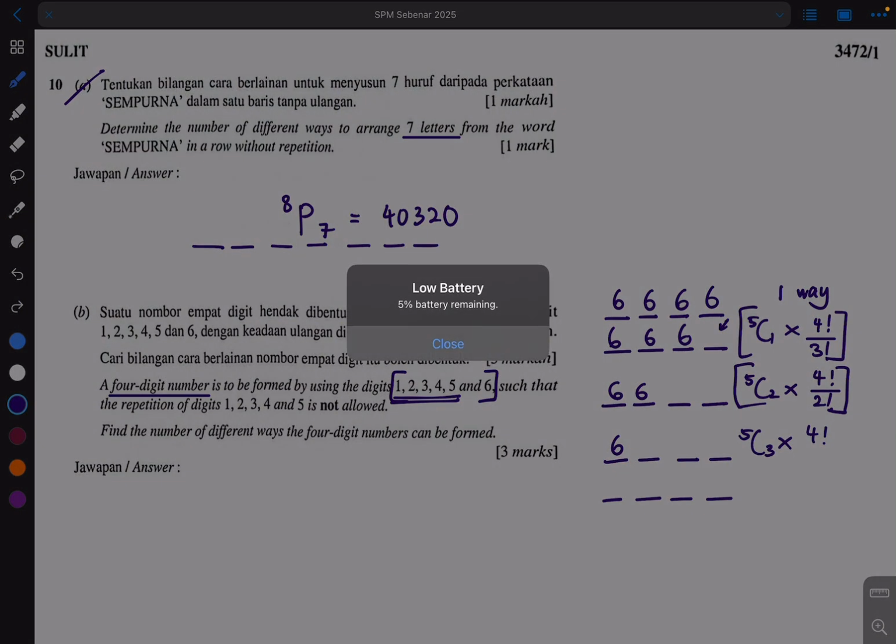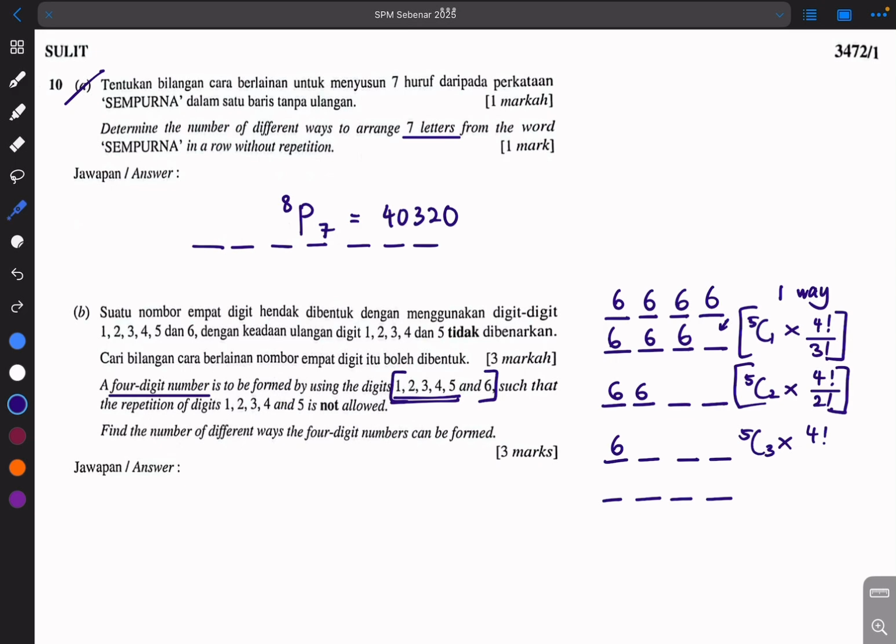Okay, and the last one, out of 4 seats, we cannot choose 6. So we still have 5 options. So here will be 5C4 times 4 factorial as well.